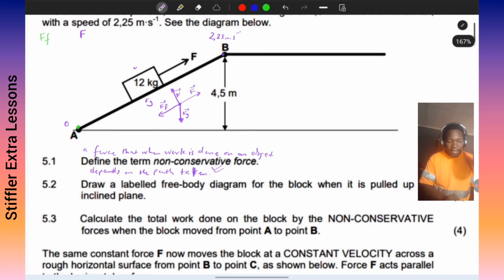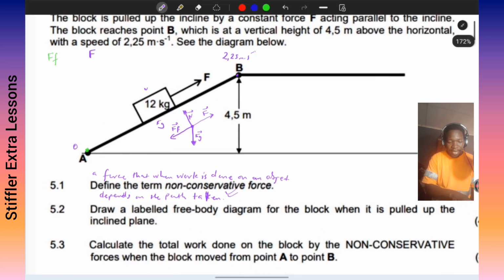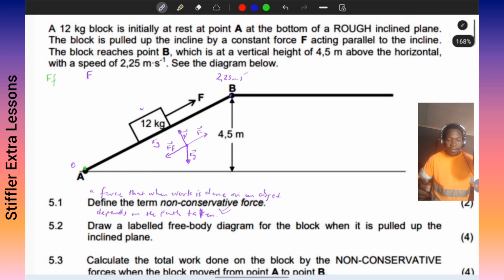They said calculate the total work done on the block by the non-conservative forces when the block moves from point A to point B. So now we want the total work done by non-conservative forces. How many non-conservative forces do we have? We have two. We have frictional force and we have the force that is being applied.